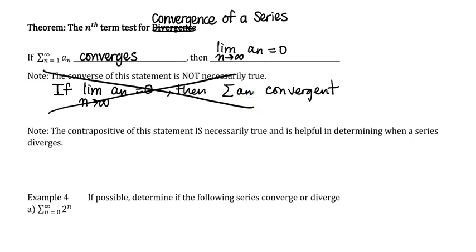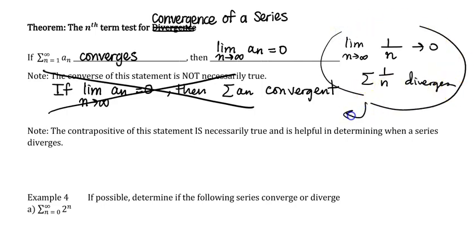That is not necessarily true. So for example, if I know that the sequence 1 over n goes to 0, the limit as n goes to infinity of that sequence goes to 0, does that mean that the sum of 1 over n converges? No, it actually diverges. We'll talk about that later. So this is just a counterexample to that.